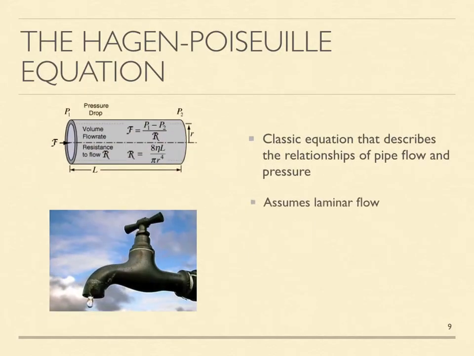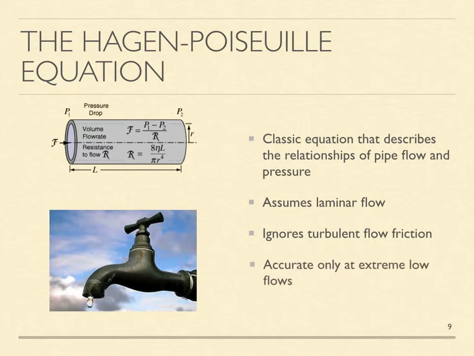The Hagen-Poiseuille equation is the classical description of the relationship of flow and pressure in pipes and arteries. Unfortunately, it is based on the false assumption that fluid flow in pipes is so-called laminar flow that is free of turbulence and flow friction.